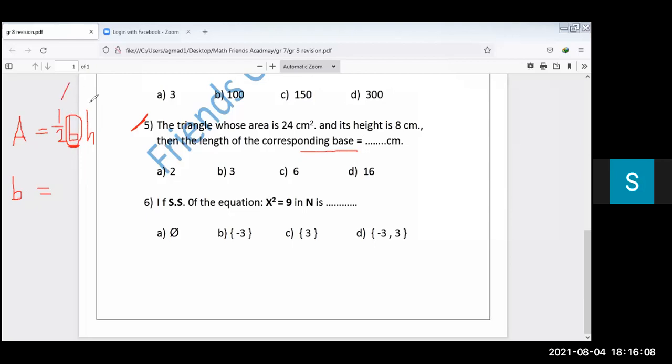I will cancel half and the height by division. Area divided by half times height. And also, if you wanted to bring the height, area divided by half times base. You got it? Yeah.